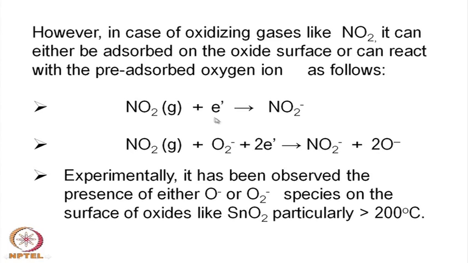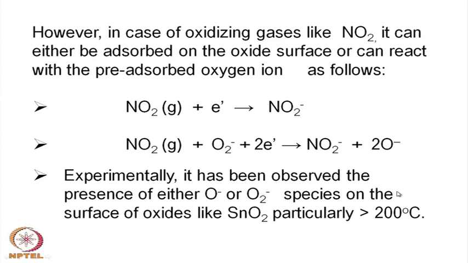So, you can see, compared to the earlier one, here electron is not generated, not actually injected into the system, but more electrons are being taken up from the system. So, the conductivity in this case will reduce. Particularly when there is n type conductivity in the oxide, the reducing gases will enhance the conductivity, whereas oxidizing gases will reduce the conductivity.